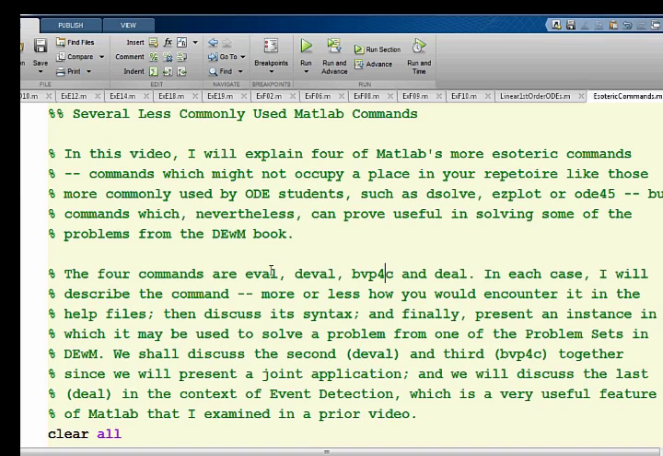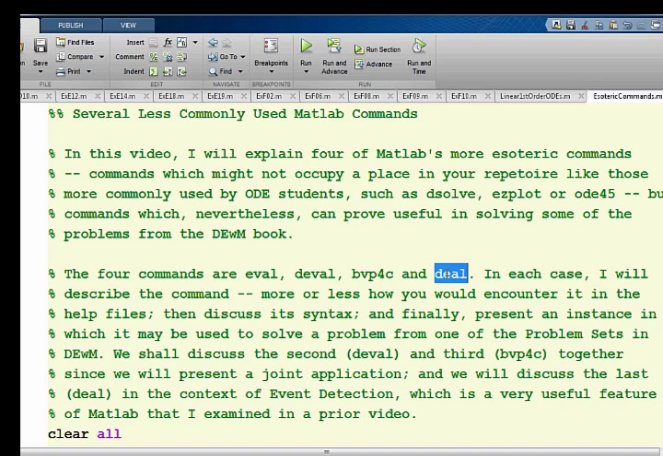The 4 commands are eval, deval, BVP4C, and deal. In each case, I'll describe the command, more or less how you would encounter it in the help files, and then I'll discuss its syntax, and finally I'll present an instance in which the command may be used to solve a problem from one of the problem sets in DOOM.